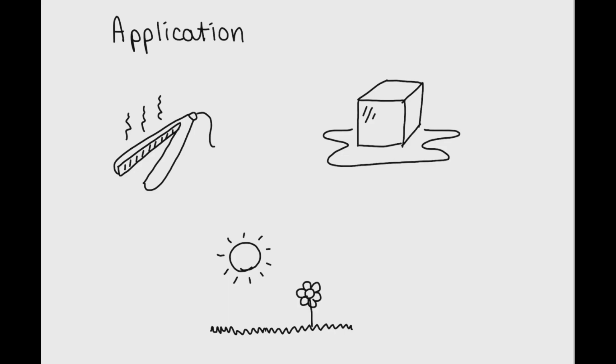Okay, so energy is coming into the flat iron in the form of electricity, and it's leaving the flat iron in the form of heat. In the case of the ice cube, energy is coming from the room that it's in into the ice cube, causing it to melt. And finally, the plant is taking energy in from the sun and converting that into chemical energy in the form of glucose.